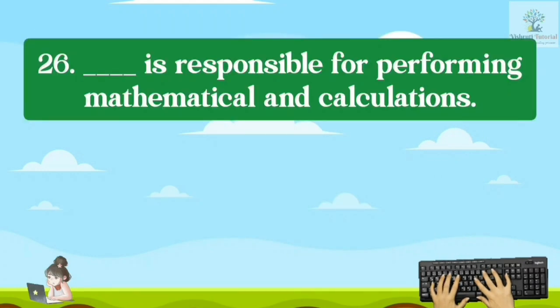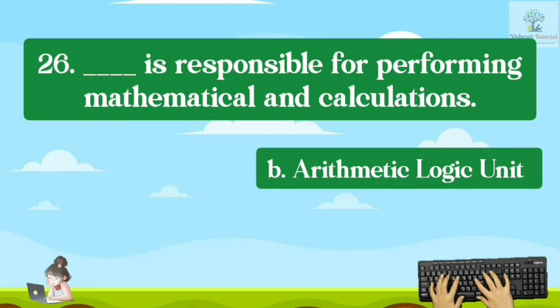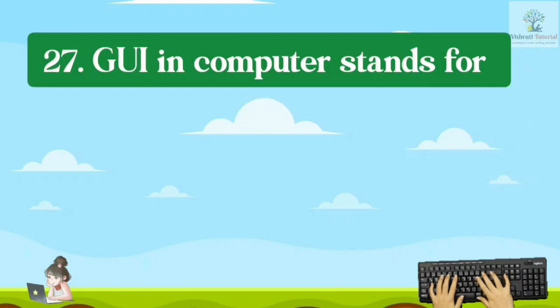Question number 26. Dash is responsible for performing mathematical calculations. Options: A. Control unit, B. Arithmetic logic unit, C. Memory unit, D. None of these. And the correct answer is B. Arithmetic logic unit. Arithmetic logic unit is responsible for performing mathematical calculations.